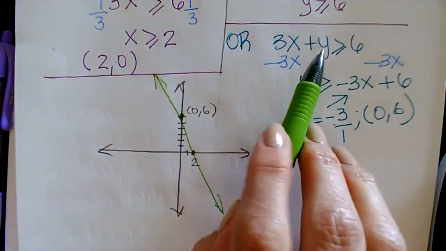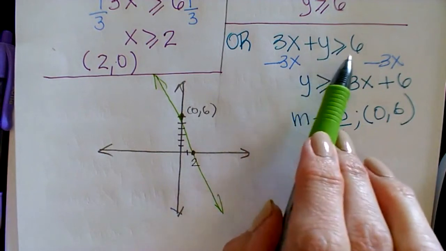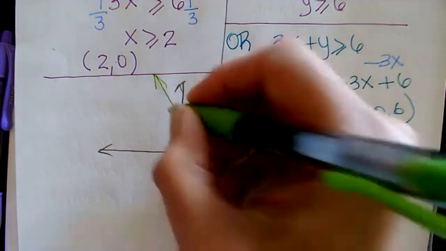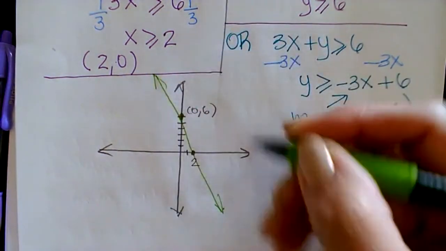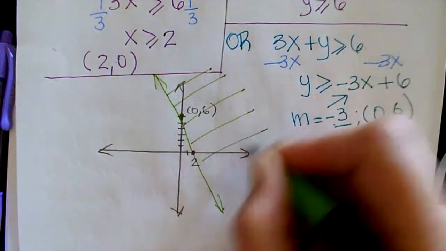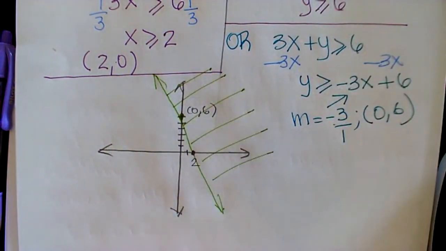Now, what area am I going to shade? I'm going to shade what? Greater than. So it's going to be a solid line like I just did, and all of the numbers that are above this area, okay? Above.